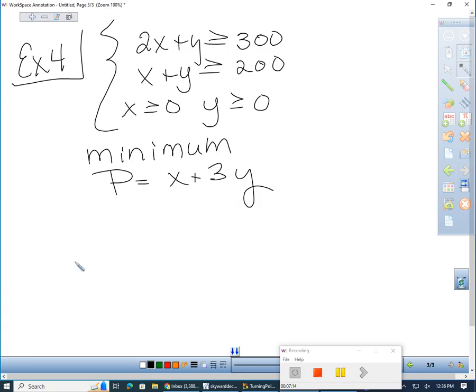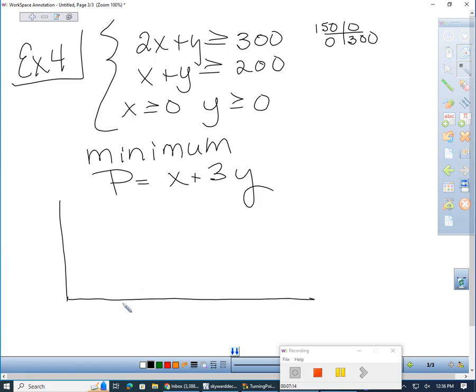So the very first thing we have to do is graph the constraints, right? Now these last 2 again mean that it's in the first quadrant. So I'm just going to draw my first quadrant here. Again, I put 0 in for y, x equals what? 150, thank you. 150. If I put 0 in for x, y equals 300.